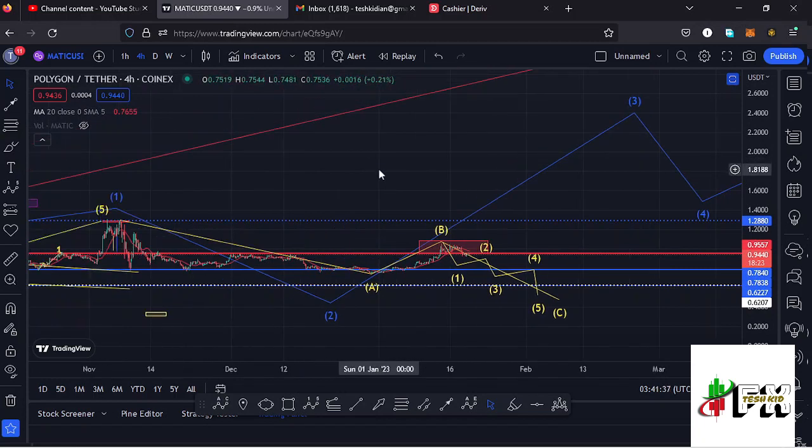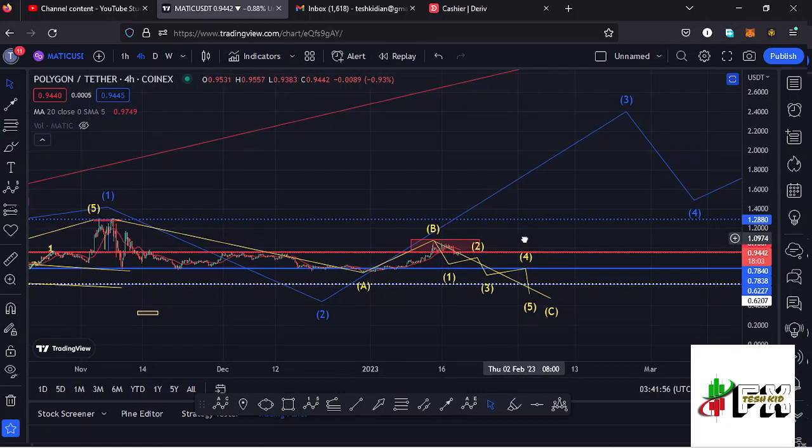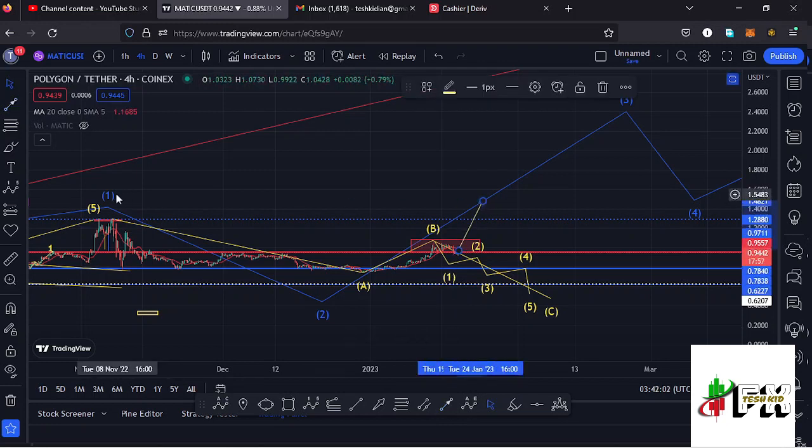The other ABC corrective structure that we can have here on the charts, and that can only happen in case Polygon Matic is able to get above the key area of resistance at around the $0.95 mark, also manage to break above the 20-day MA and continue showing strength to continue pushing higher, and also manage to make a high that is above the wave 1 high of this Elliott wave structure in blue at around the $1.3 mark.